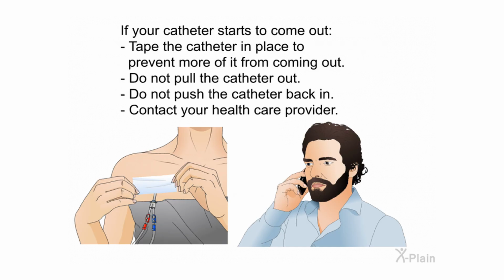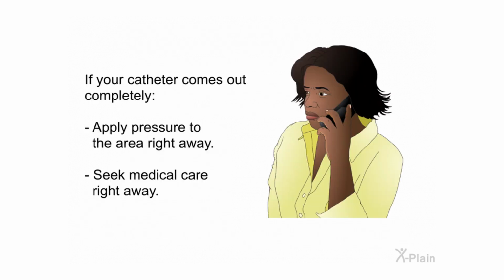If your catheter starts to come out, tape the catheter in place to prevent more of it from coming out. Do not pull the catheter out. Do not push the catheter back in. Contact your healthcare provider. If your catheter comes out completely, apply pressure to the area right away. Seek medical care right away.